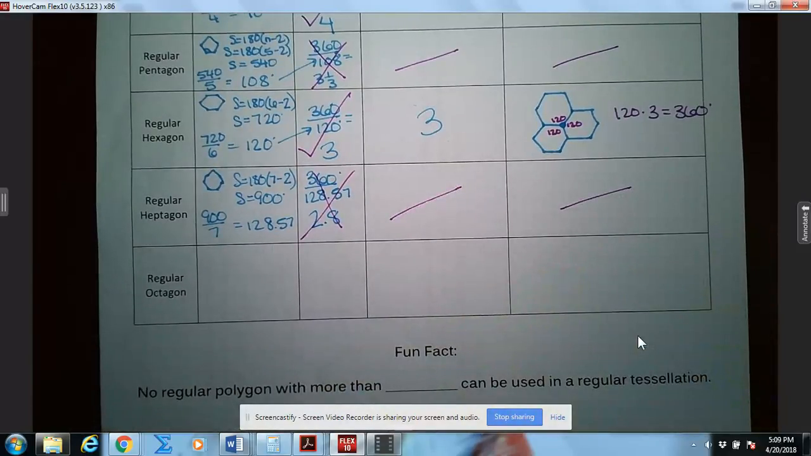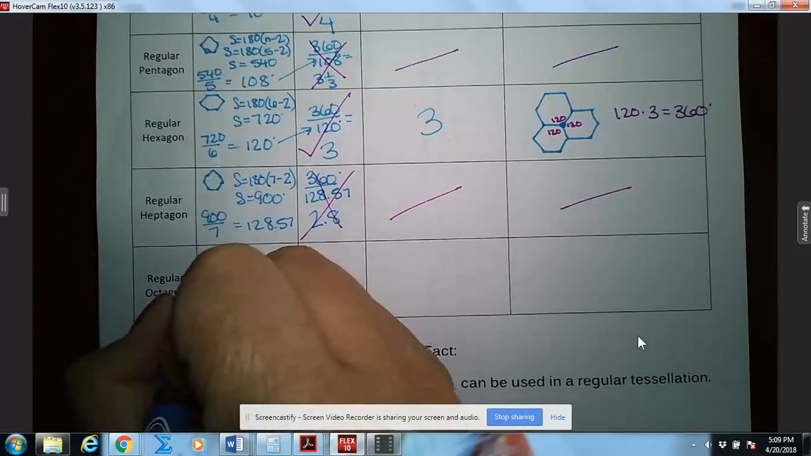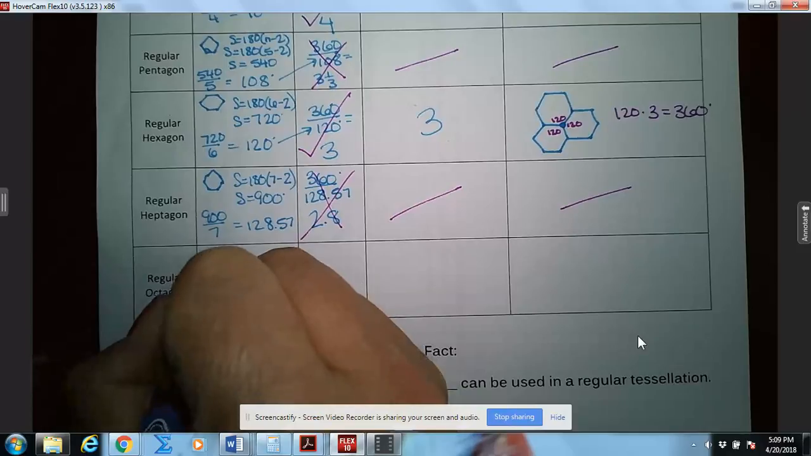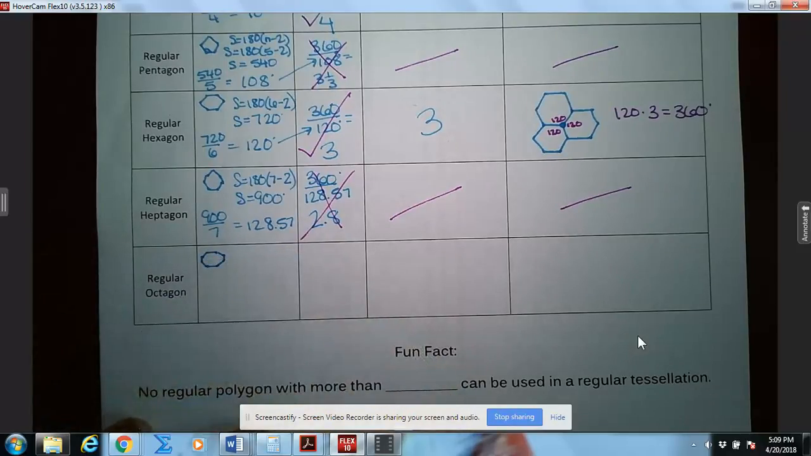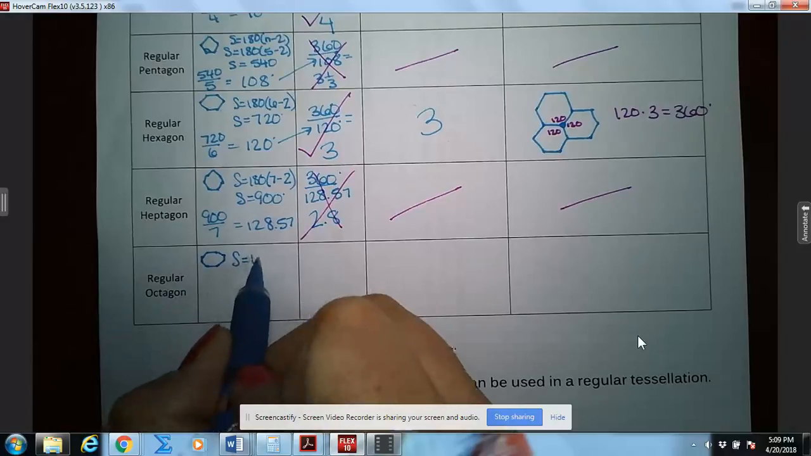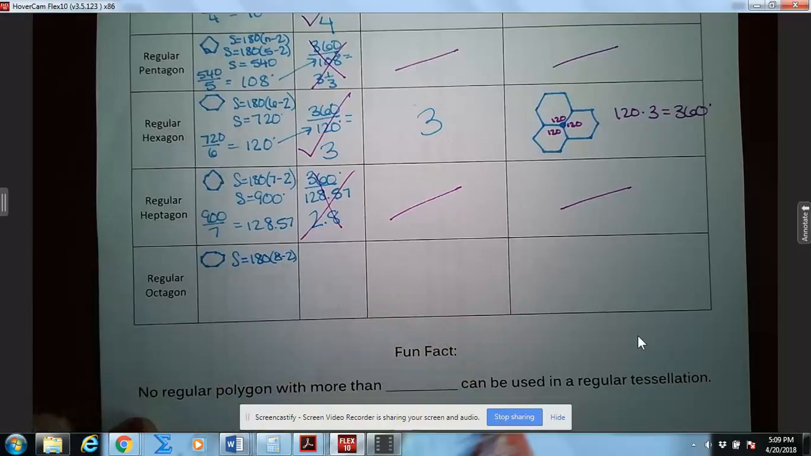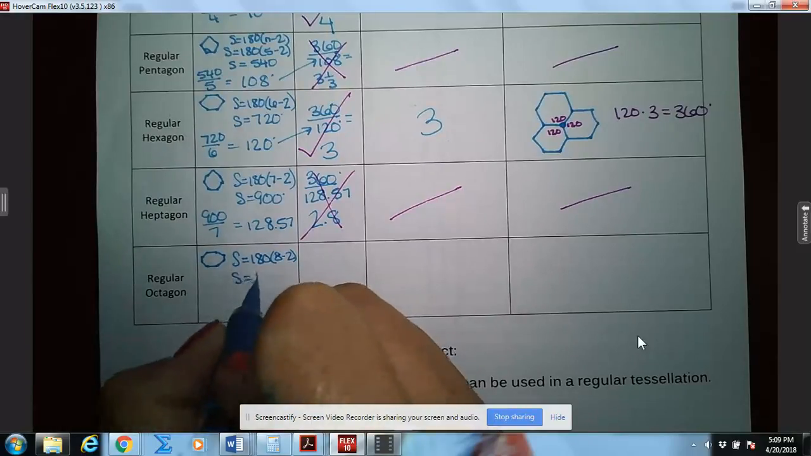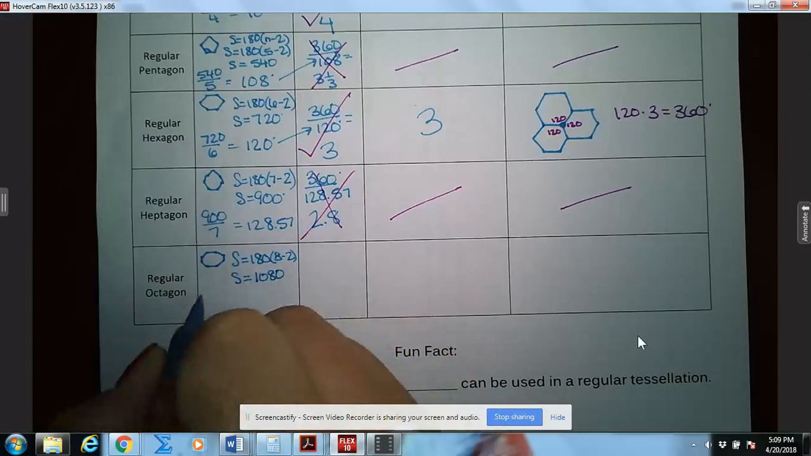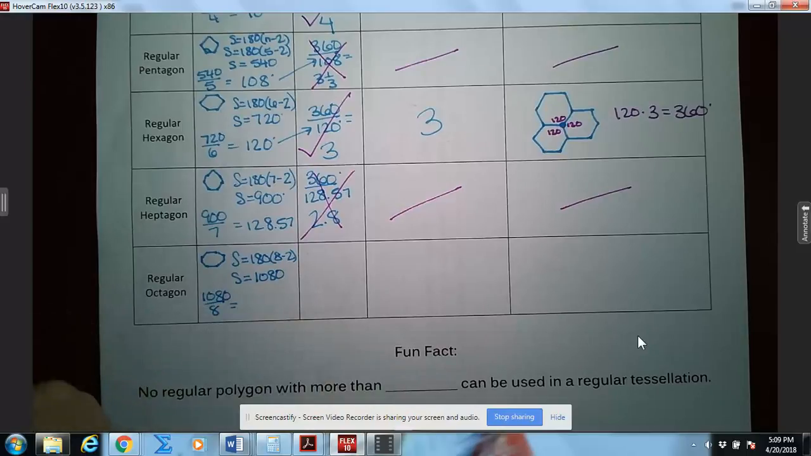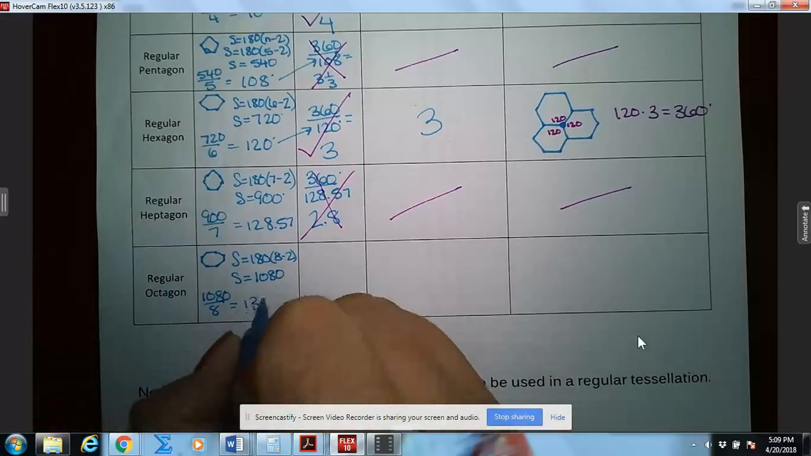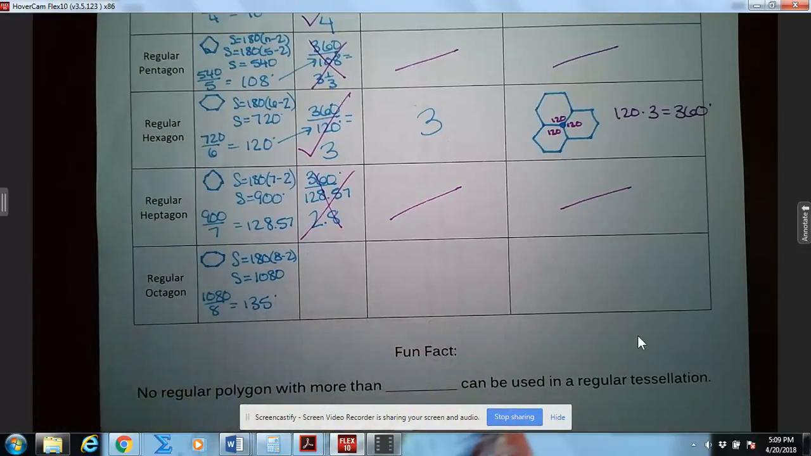One more to think about. Here we go. An octagon. A little easier for me to draw. 8 sides. The sum of an octagon would be 180 times 8 minus 2. So that's 180 times 6 for a sum of 1080. I've got to split that sum between all 8 angles, which gives me 135 degrees per angle. Let's see if 135 is a factor of 360.